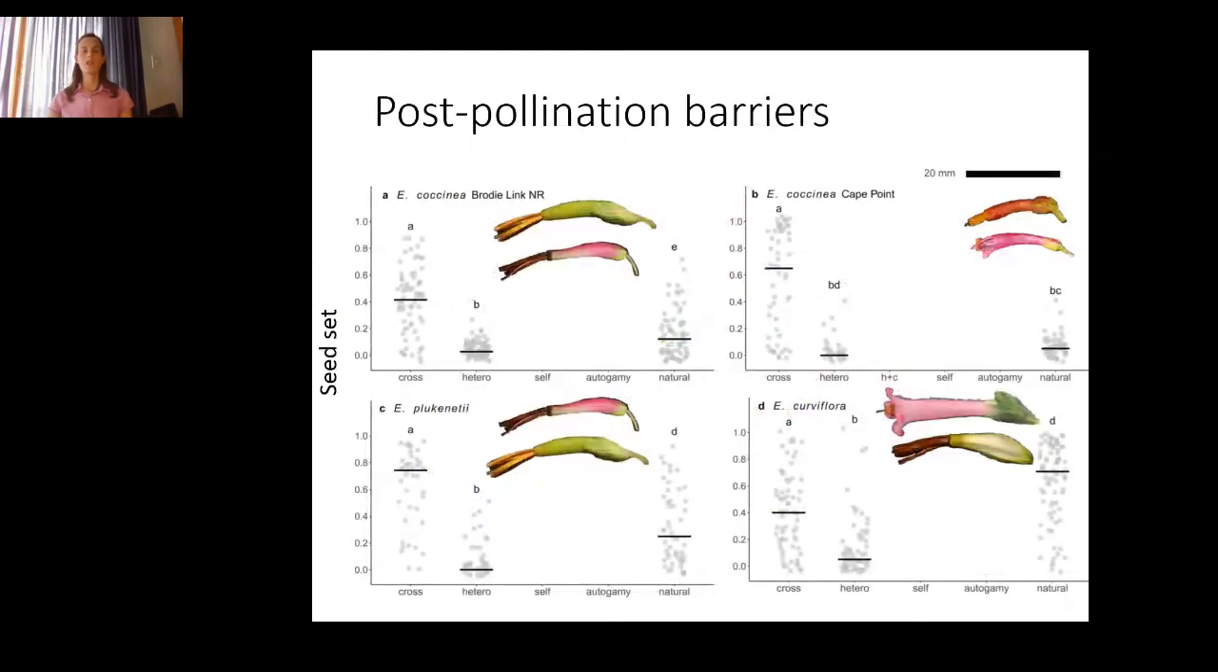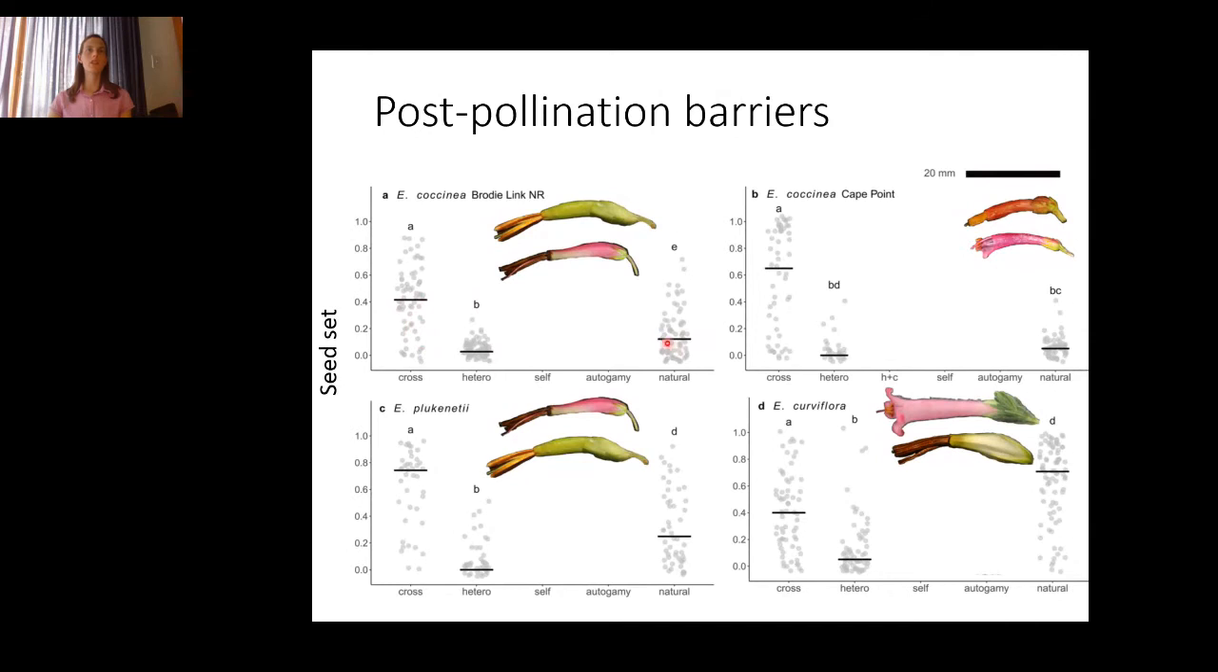And here are the results for the 4 populations. I'll just focus on this one first. On the right hand here, we have the natural treatment, which was basically flowers left unmanipulated and left to be pollinated naturally. Whereas here on the left is the outcross treatment, where we added lots of pollen. So it's basically simulating optimal pollination conditions.